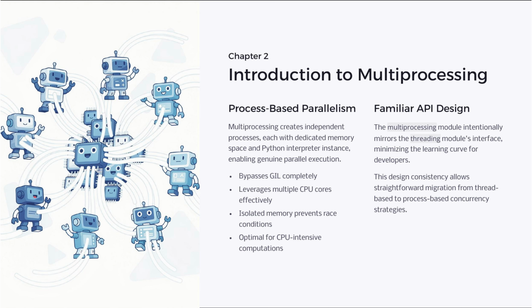Multiprocessing in Python enables true parallel execution by creating independent processes, each with its own memory and interpreter. This approach bypasses the global interpreter lock, effectively utilizing multiple central processing unit cores and preventing race conditions. The multiprocessing module's application programming interface mirrors the threading module, easing the transition for developers to process-based concurrency.